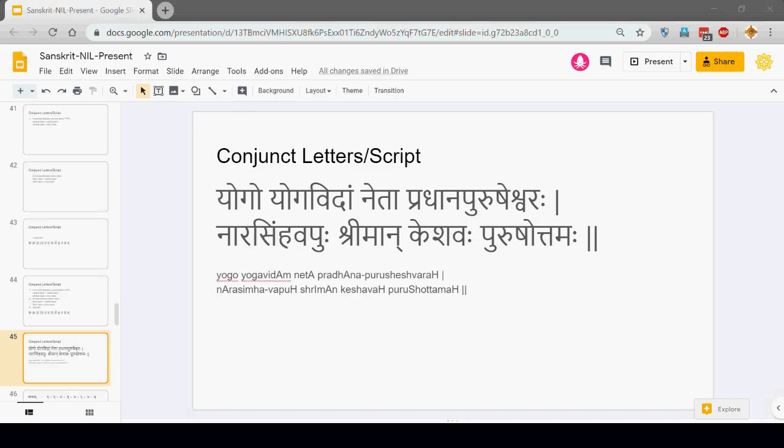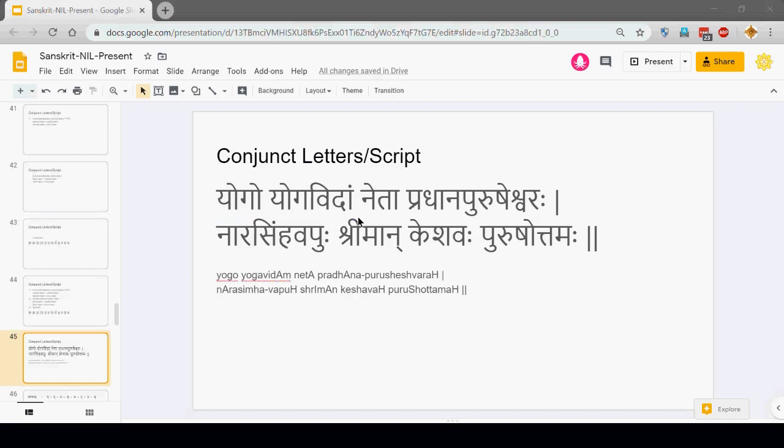That's not right. So here there are a couple of things. One second. This one, yogo, is correct. Yo-go. So we have yo and then go. I have shown here the transliteration for convenience. And then there is yoga-vi, which is correct. And there is da here. So while pronouncing, bring out that da. So yogo. Then there is yoga vidam.